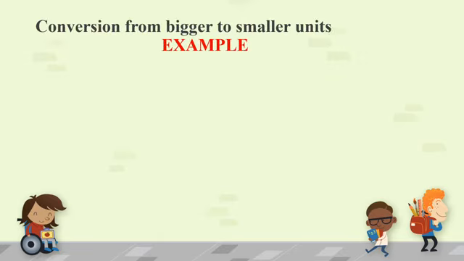Conversion from bigger to smaller units. In this session, we are only going to do conversion from bigger unit, higher unit, to lower unit. We have just learned that bigger to smaller, we multiply. Higher to lower, we multiply: HLM. If you learn this HLM, higher, lower, multiply, then you will never forget what basic operation you have to use to solve the problem.